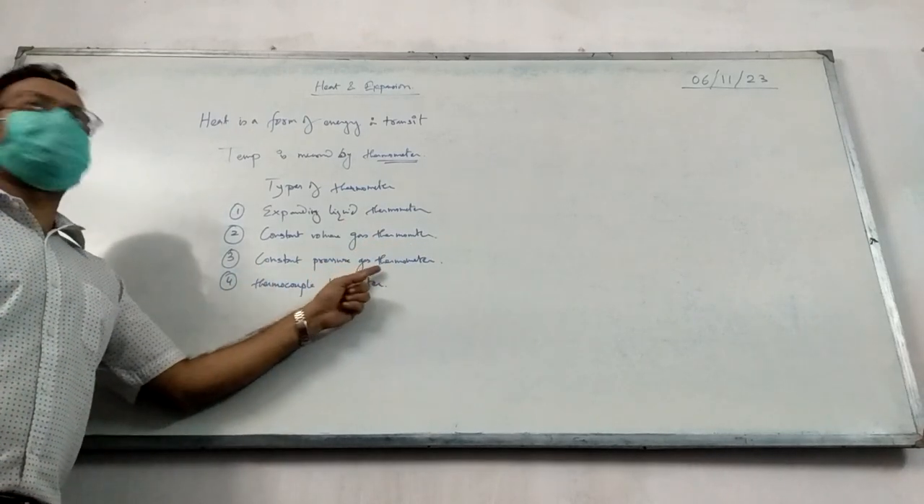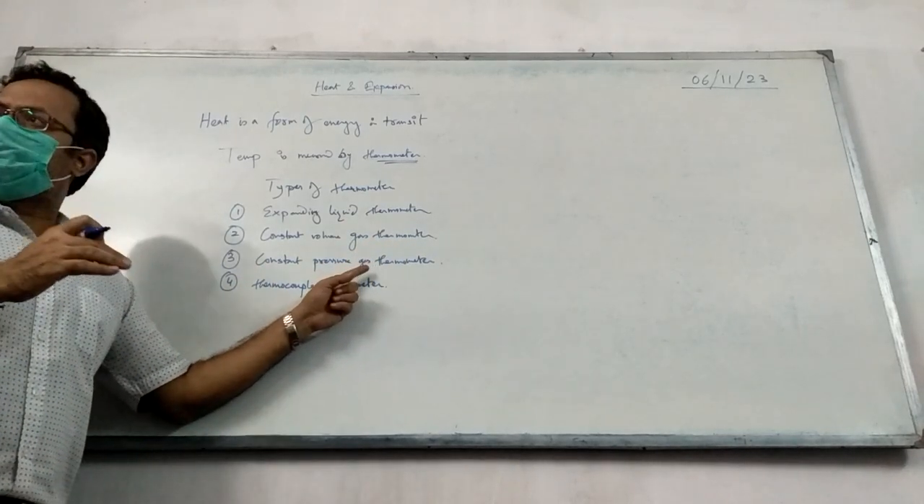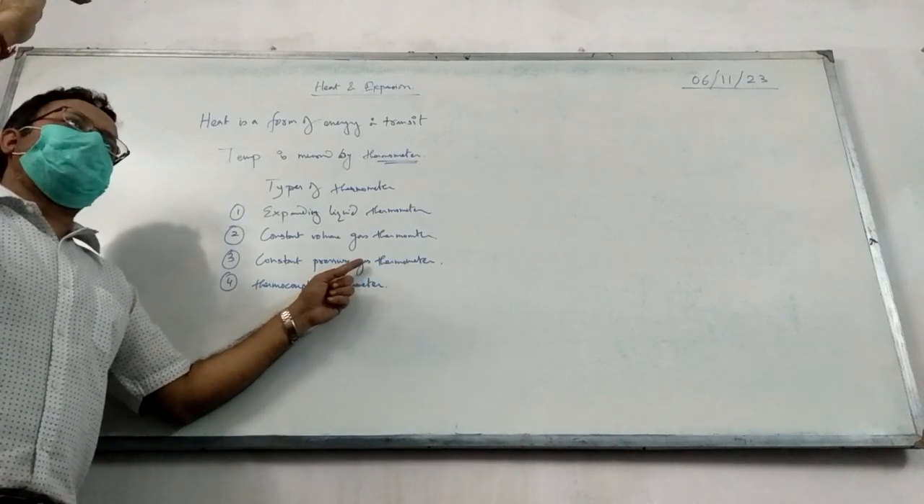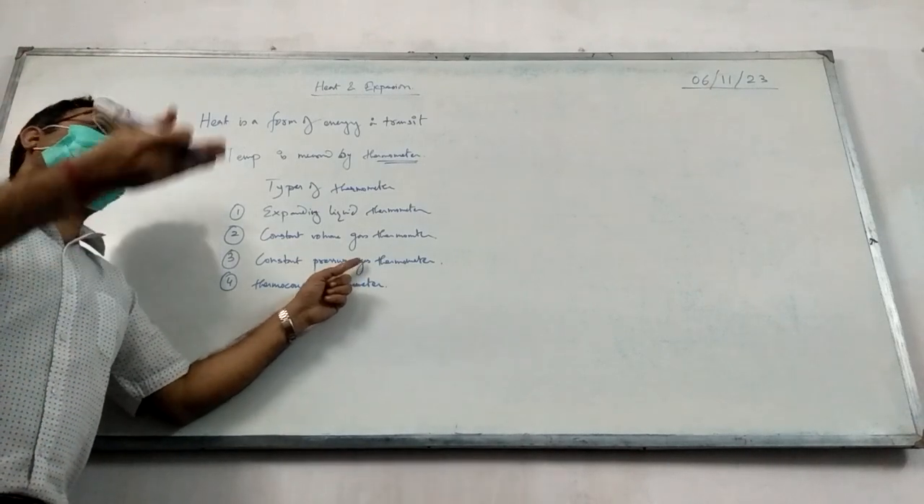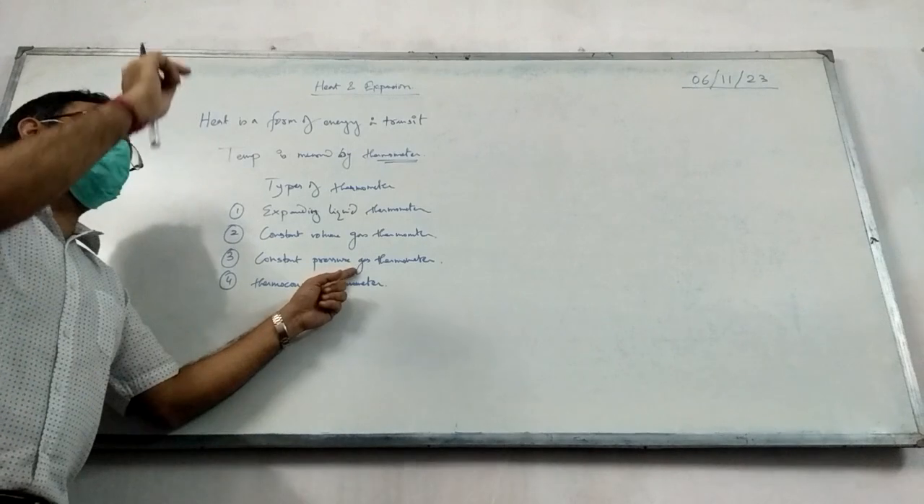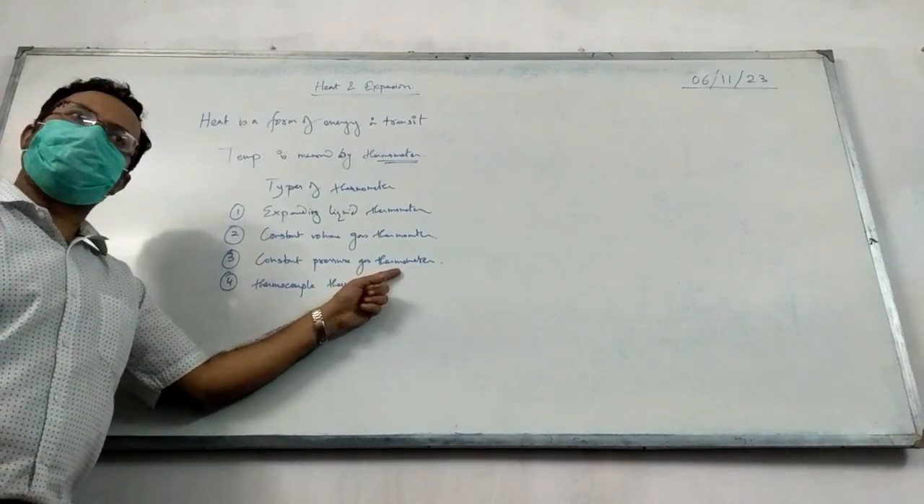And constant pressure gas thermometer is when you keep the pressure constant and allow the volume to expand. So if you increase the temperature, the volume of the gas will expand, and from the expansion in volume, you can measure the temperature. Okay.